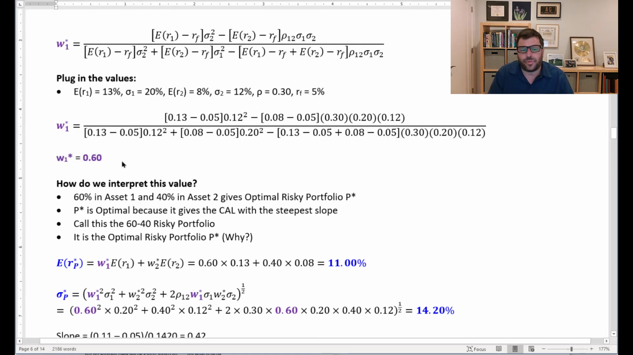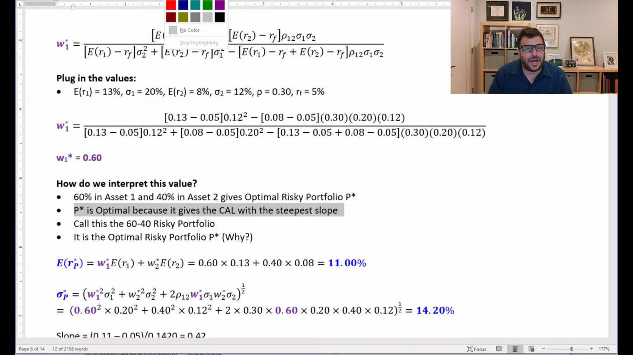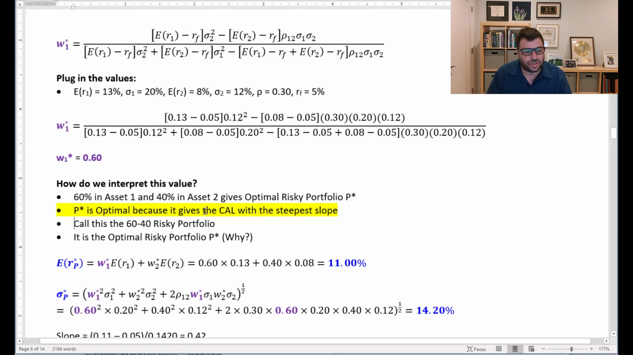And the way I interpret this value is that a portfolio between asset 1 and asset 2 that has 60% in asset 1 and 40% in asset 2 gives us our optimal risky portfolio. And this is really important. P is optimal because it gives us the CAL with the steepest slope.